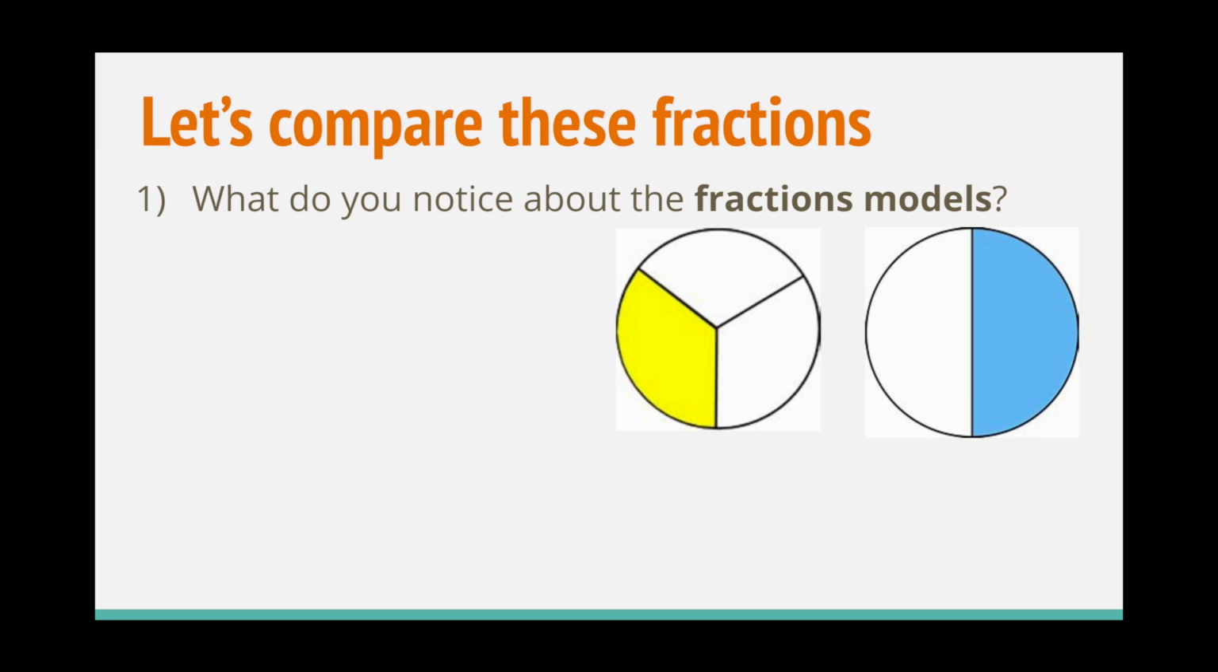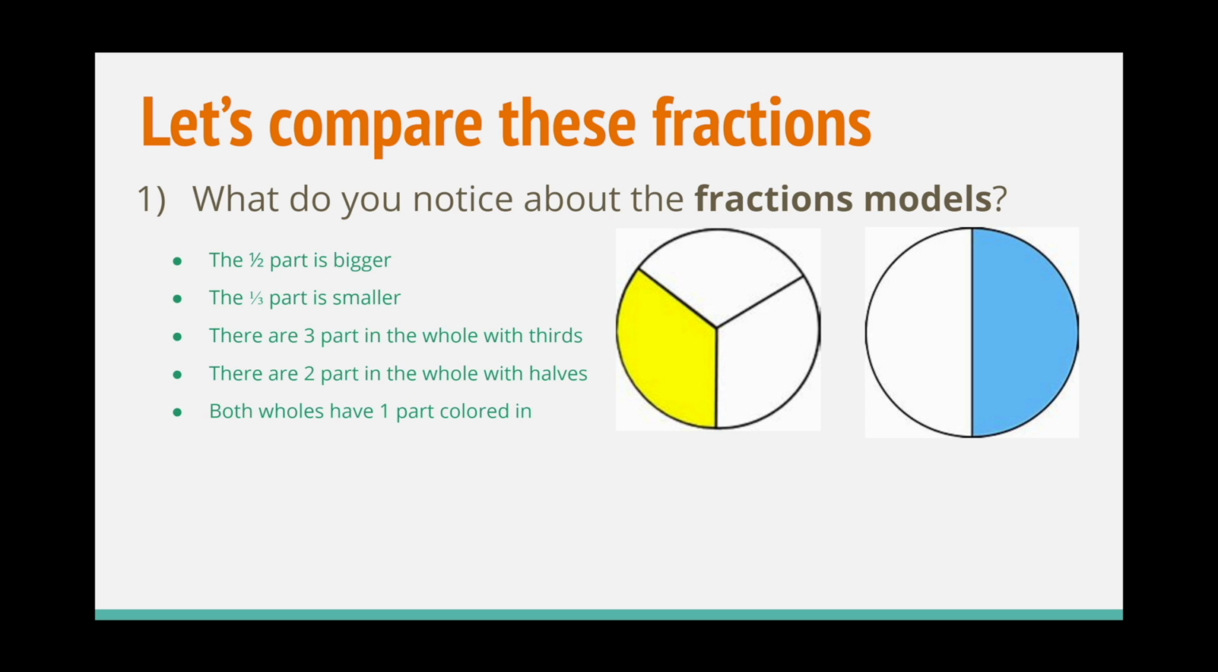All right, so we're going to compare. What do you notice about these fraction models? And I want you to think to yourself, I noticed that the 1/2 part is bigger. So these could be things that you notice. The 1/3 part is smaller. There are 3 parts in the whole with the thirds, and there are 2 parts in the whole with halves. Both wholes have 1 part colored in.